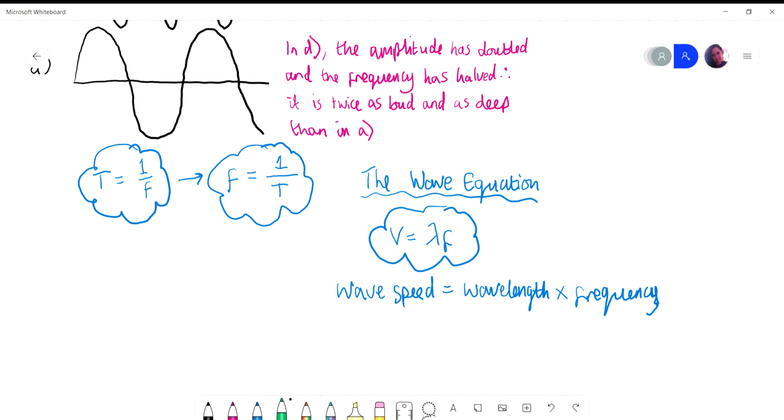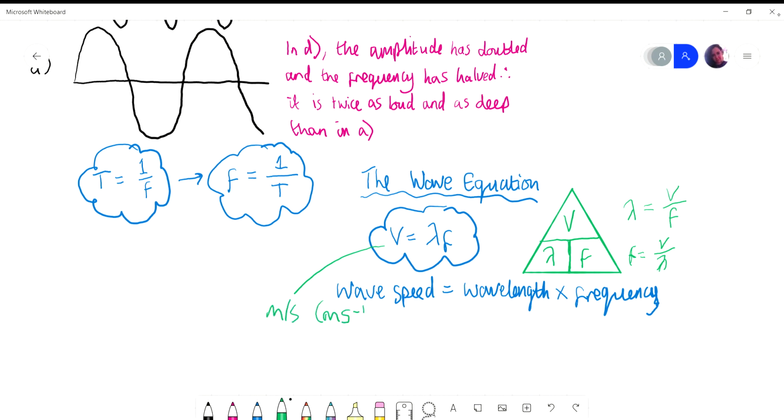Okay, and if you're somebody who likes to use the triangle, most physics teachers aren't a fan, but I'm not too bothered really. If it helps you to rearrange, it helps you to rearrange. v, lambda, f, and therefore rearranging that equation gives me two other equations, well, sort of the same equation but rearranged. Wavelength equals wave speed over frequency, and frequency equals wave speed over wavelength. Just remember that wave speed is measured in meters per second, also written like this, m s^-1.